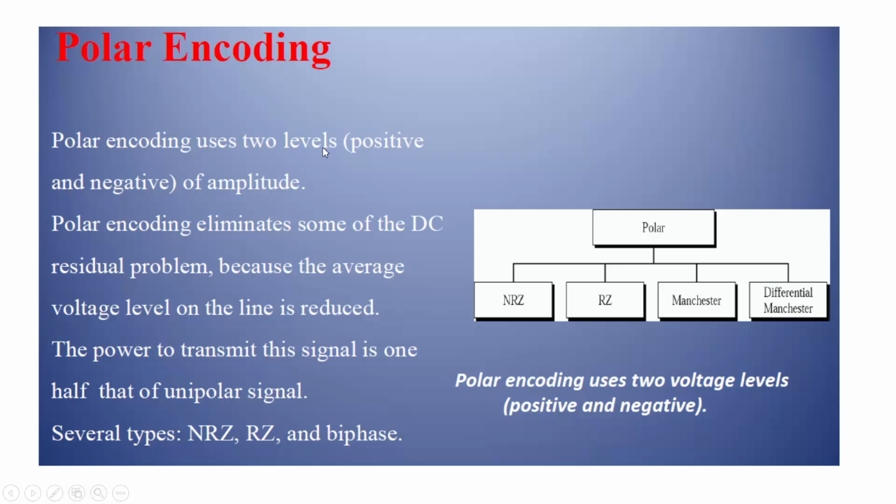Polar encoding uses two levels, one positive and one negative amplitude. Polar encoding eliminates some of the DC residual problems because the average voltage level on the line is reduced. Since we are using positive and negative voltages, if we take the average of the polar waveform, the DC component will certainly be drastically reduced, if not zero.